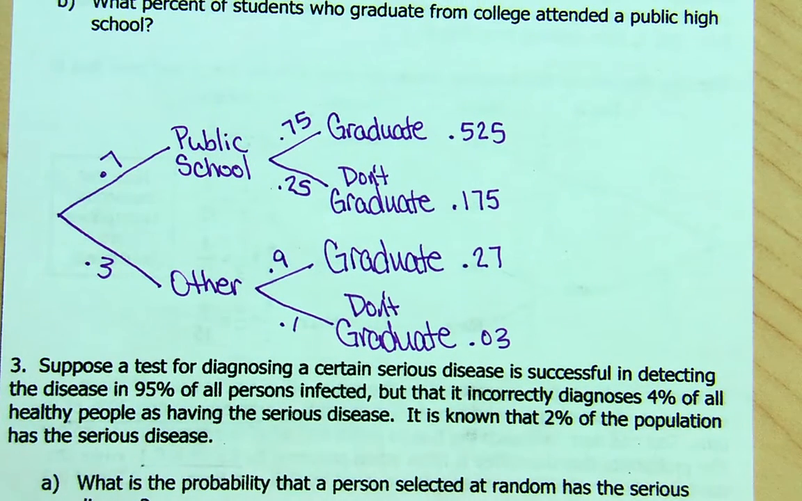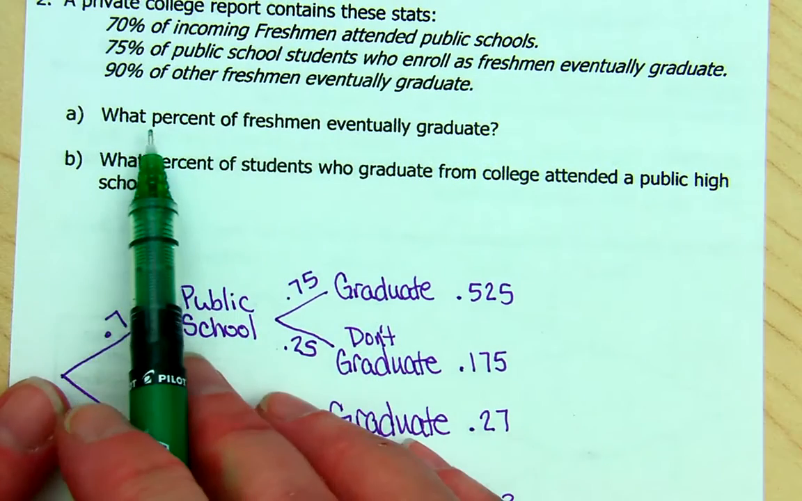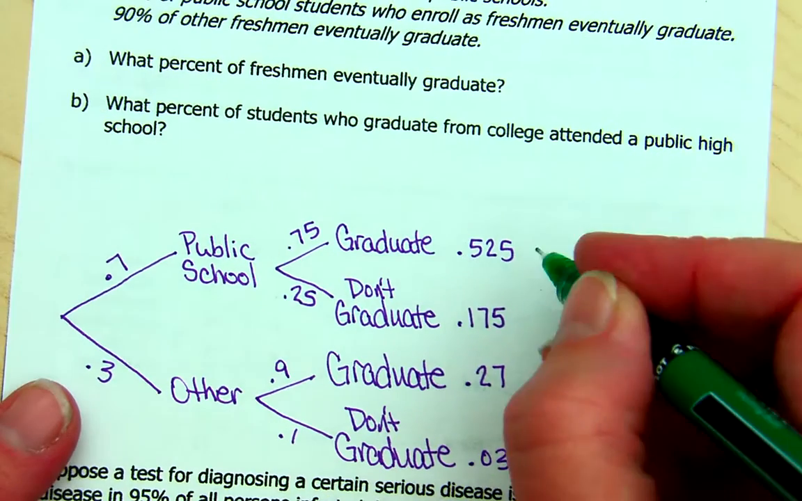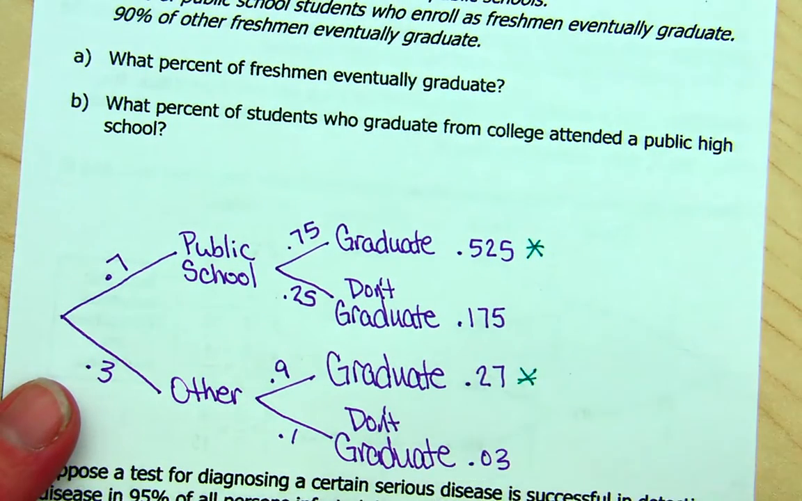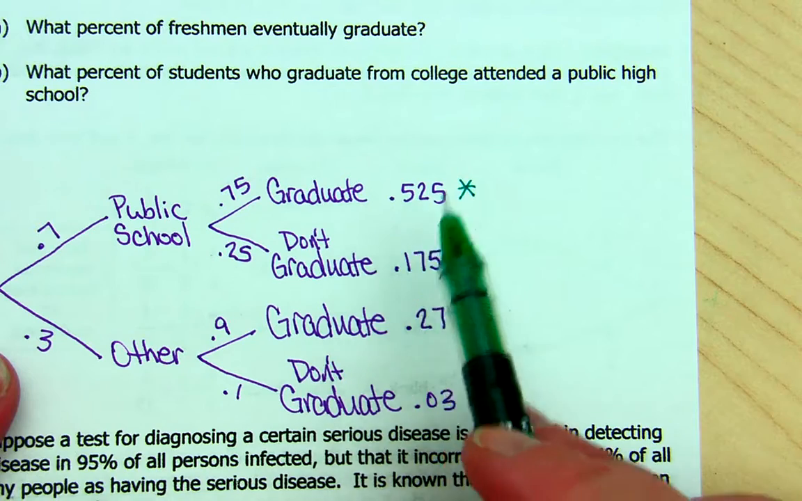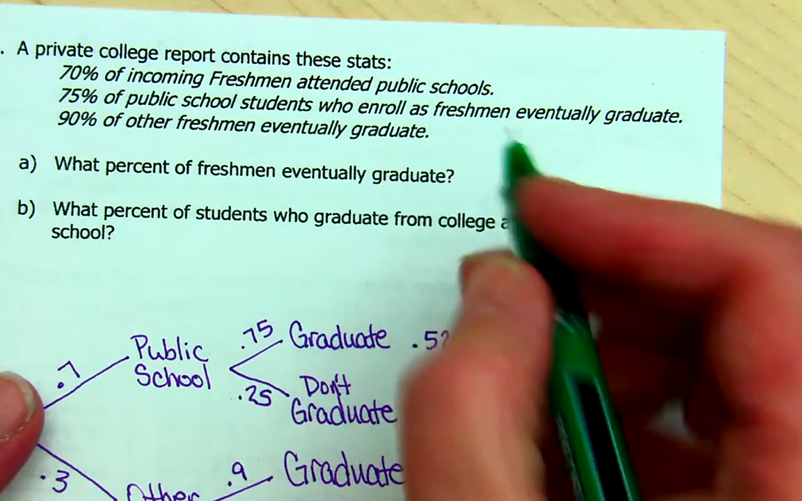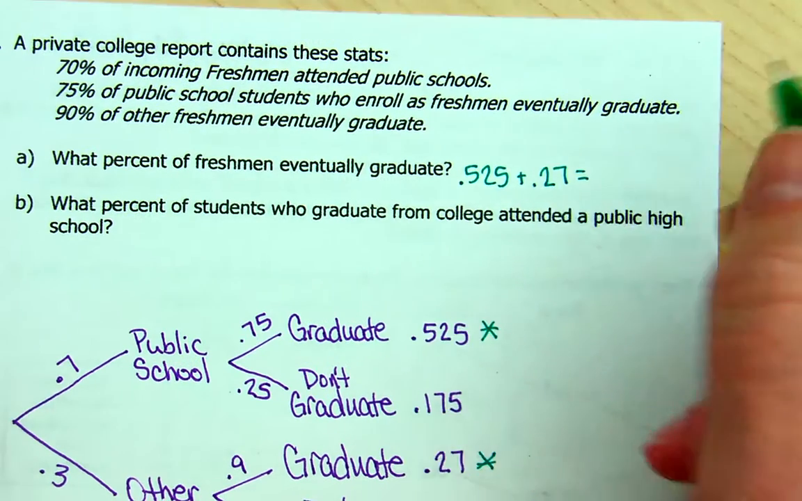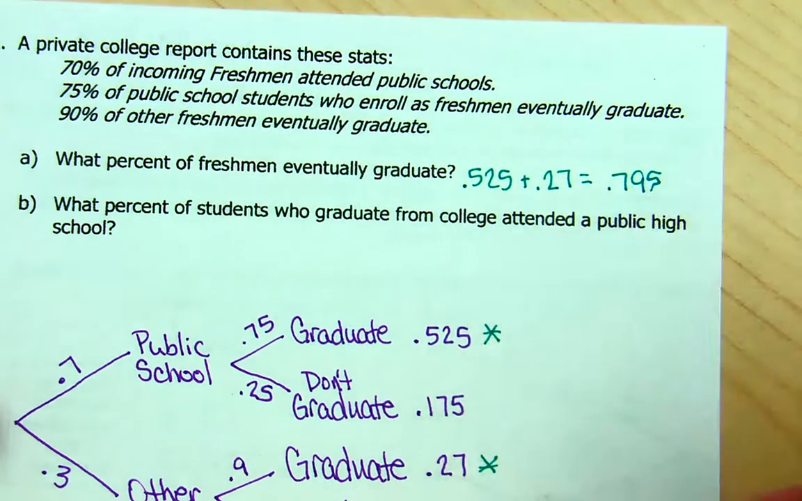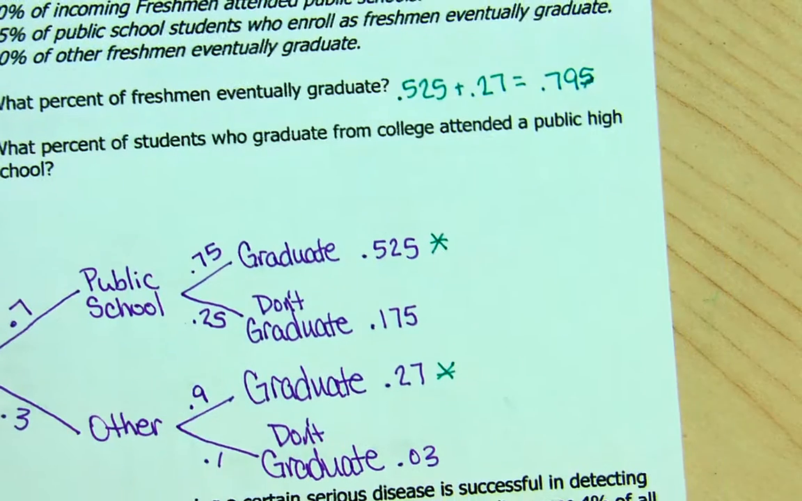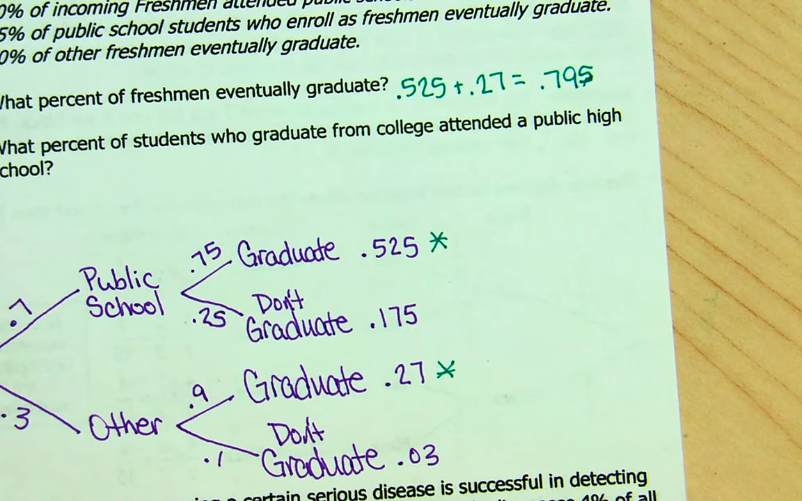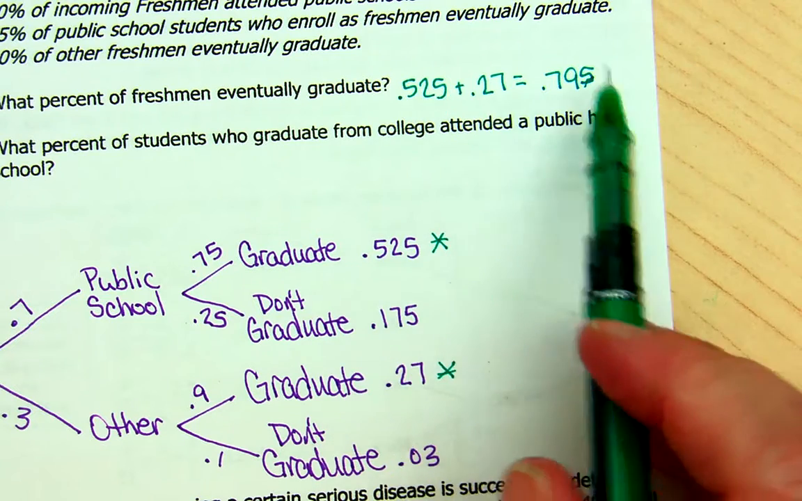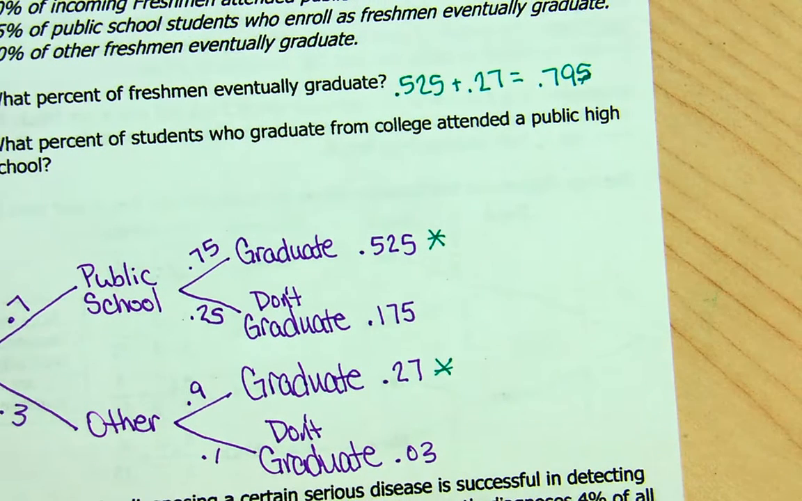Okay, so we get them with setting up the tree diagram. Any questions on that? Okay, so we want to know what percent of freshmen eventually graduate. So we're going to add together the two options where they eventually graduated. So we're going to do the 0.525 plus 0.27. So 0.795. So again, you want to make sure you're showing where you got that number. So show adding those two things together to show your work.